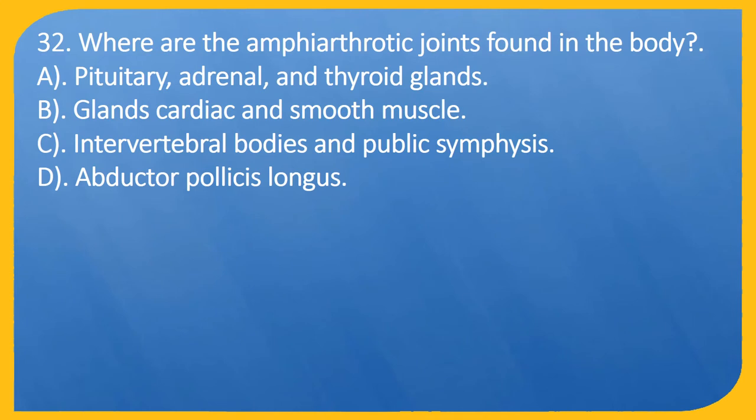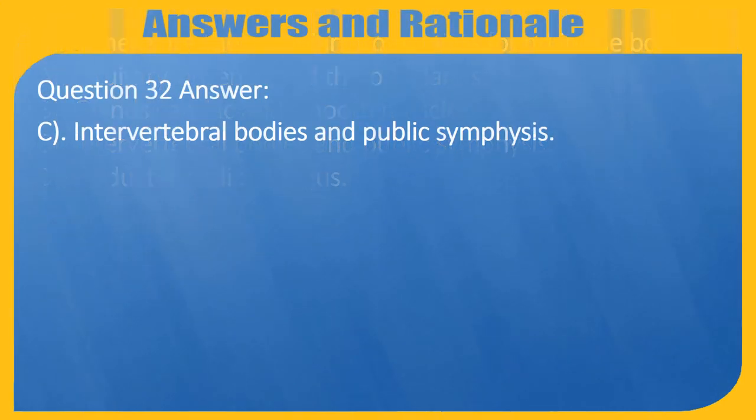Question 32. Where are the amphiarthrotic joints found in the body? A. Pituitary, adrenal, and thyroid glands. B. Glands, cardiac and smooth muscle. C. Intervertebral bodies and pubic symphysis. D. Abductor pollicis longus. Question 32. Answer. C. Intervertebral bodies and pubic symphysis.